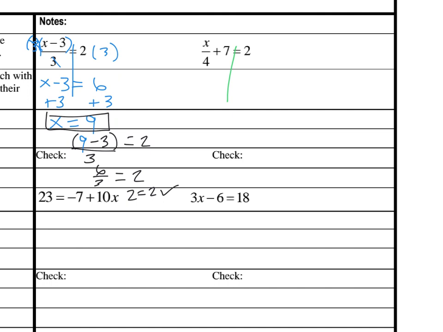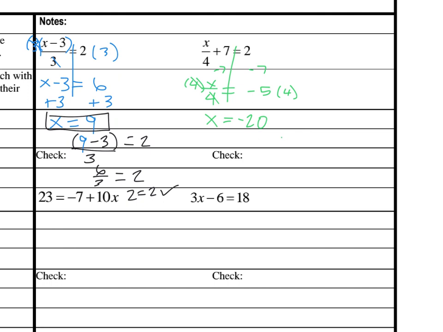Alright, I chose to start this one by subtracting 7 on both sides. So then I get x divided by 4 equals 2 minus 7 is negative 5. So then I would have to multiply by 4 on both sides. 4 divided by 4 is 1, so I'm left with x equals negative 20. And then we need to go ahead and check our answer.